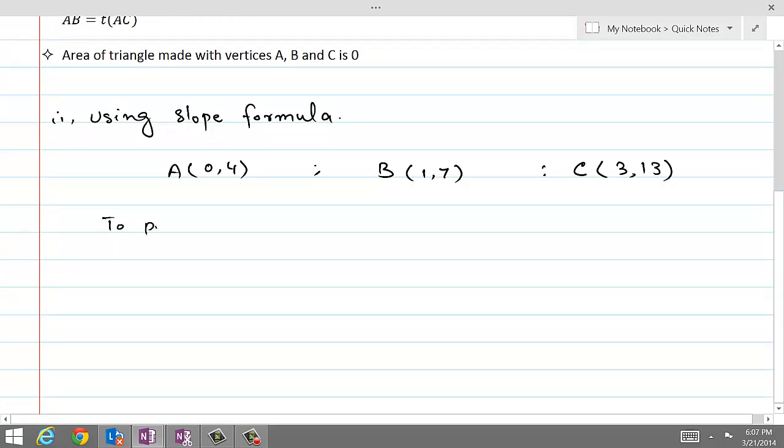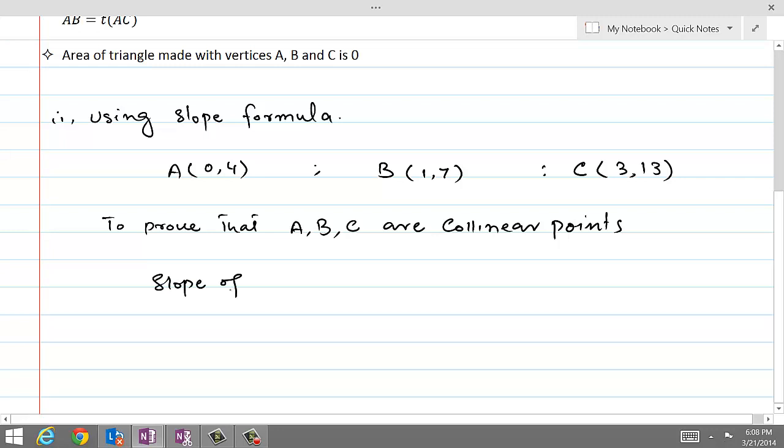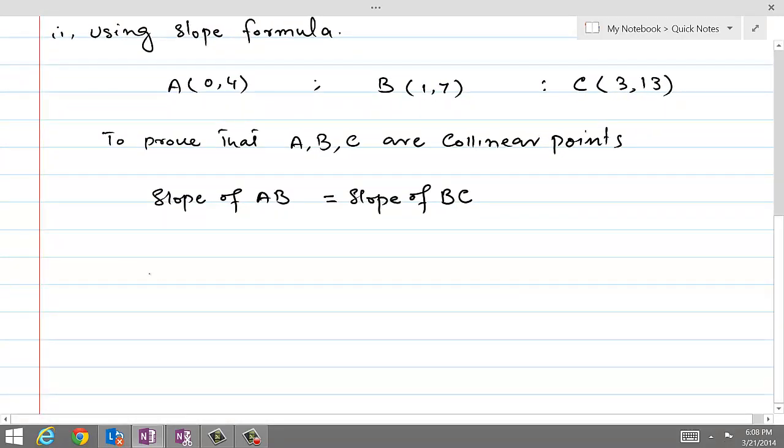To prove that A, B, C are collinear points, we will prove slope of AB is same as slope of BC. So let's find out what is slope of AB.